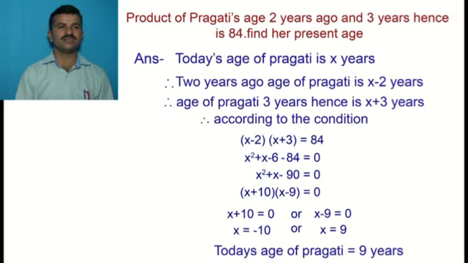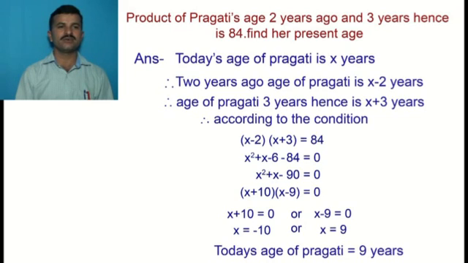That means this equation is written in the form of ax square plus bx plus c is equal to 0. And now you can find the factors of that quadratic equation, such that x plus 10 and x minus 9 are the factors of this quadratic equation. Therefore once again you can write here x plus 10 into x minus 9 is equal to 0.